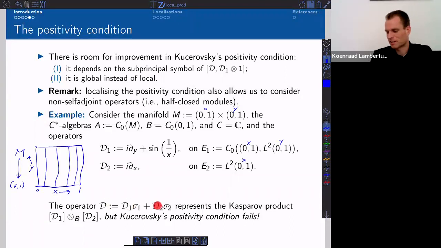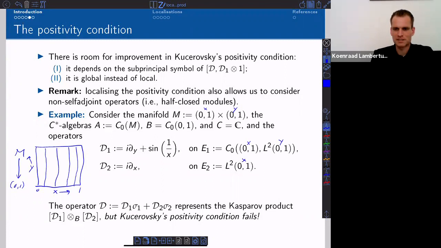So roughly speaking, we just take the sum of d1 and d2. Just have this sigma 1, sigma 2 there. These are Pauli matrices. So this is because we start with odd dimensional manifolds and we construct an even dimensional operator. So we have to allow some space for Z2 gradings. But if you ignore that, this is roughly speaking just the sum of d1 and d2. This is the Kasparov product, but Kucerovsky's condition fails for this operator.